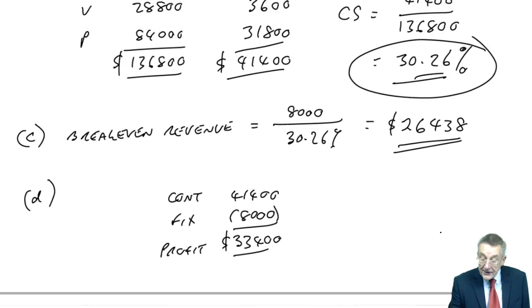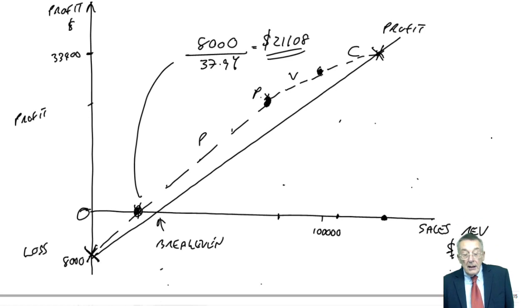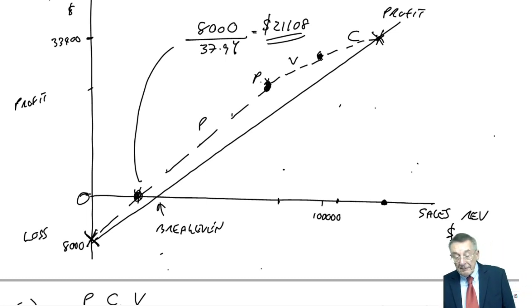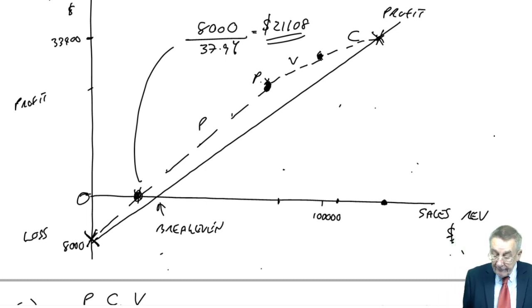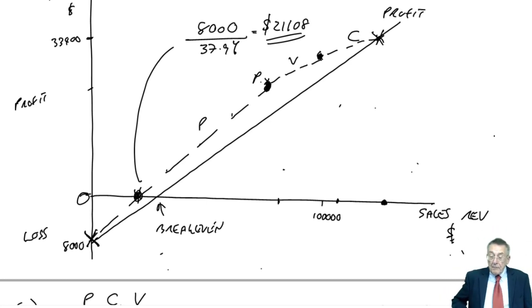Our break-even, if we sell everything in the same ratio, is 26,348. If we sold P first, then the break-even revenue is lower. We start to break even with revenue of 21,108. So, sorry about the messing around with the graphs, but I explained the problem. There we are. I personally have a few problems with that.